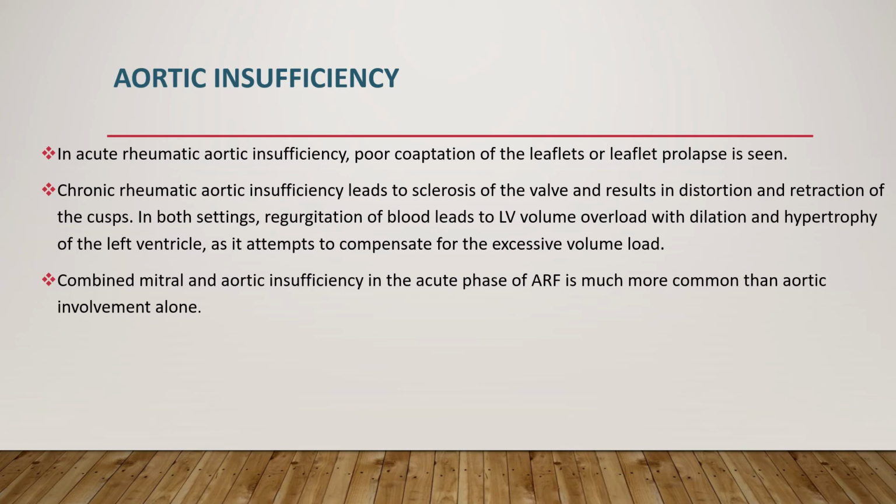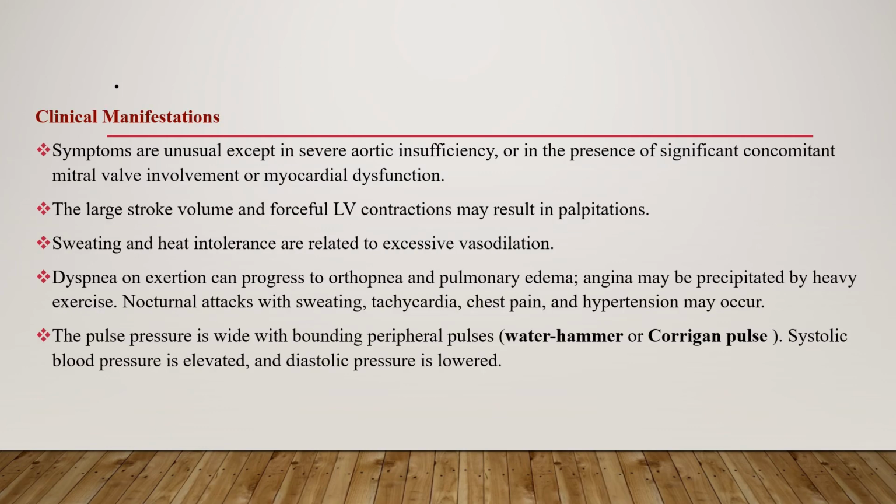When we see the clinical manifestations of aortic insufficiency, symptoms are unusual except in severe aortic insufficiency or in the presence of significant concomitant mitral valve involvement or myocardial dysfunction. The large stroke volume and the forceful left ventricular contractions may result in palpitations, and the sweating and heat intolerance are related to excessive vasodilation. Dyspnea on exertion can progress to orthopnea and also pulmonary edema, and angina might be precipitated by heavy exercise. Nocturnal attacks with sweating, tachycardia, chest pain, and hypertension might also occur.